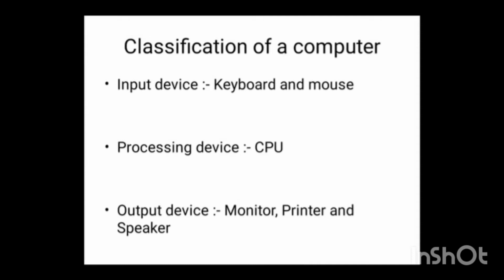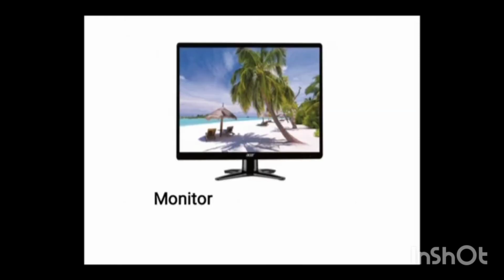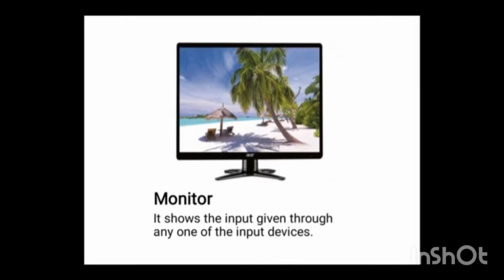About this we can learn in detail in the next class. Just remember that the parts of a computer can be divided into three sections: keyboard and mouse as input devices, CPU as a processing device, and monitor, printer, and speaker as output devices. Now let us think about the monitor. Monitor looks like a TV screen, isn't it? It shows all the input given through any one of the input devices.